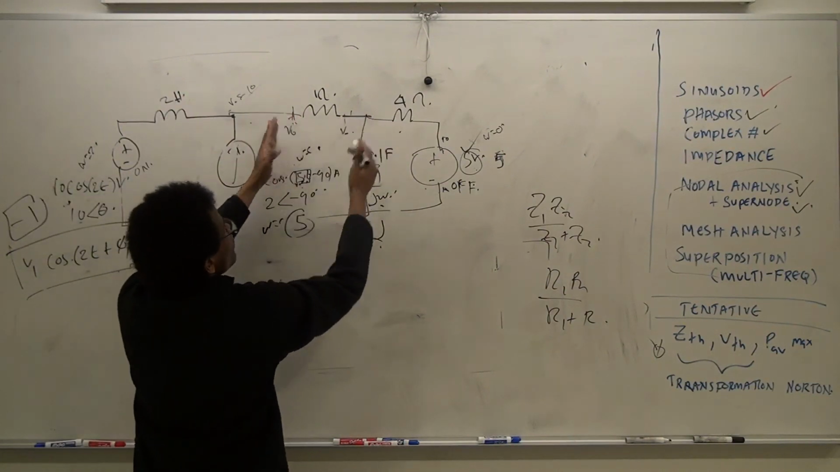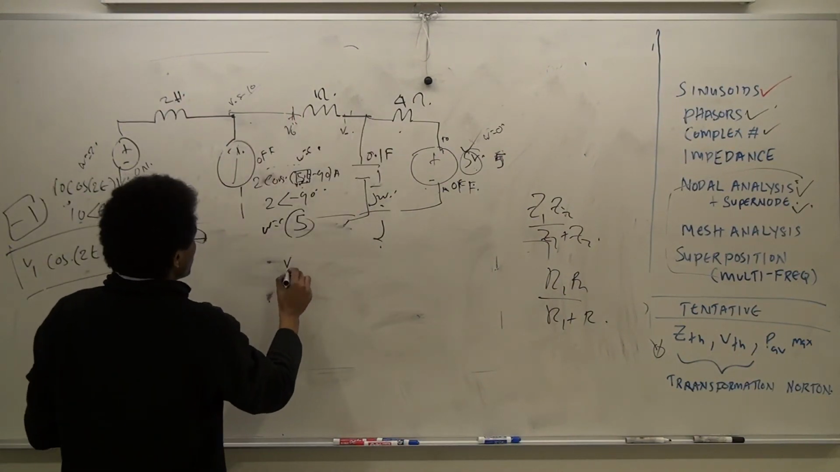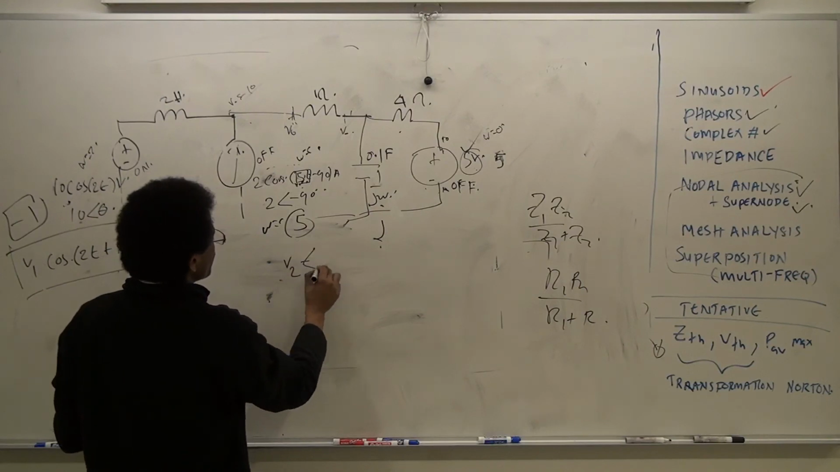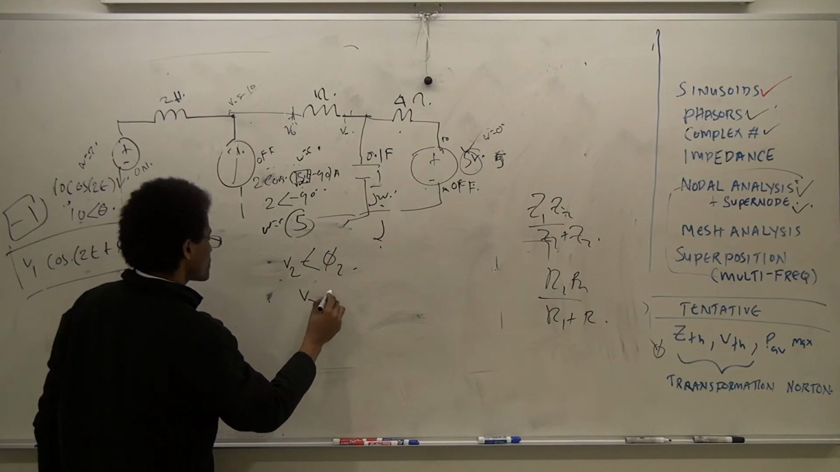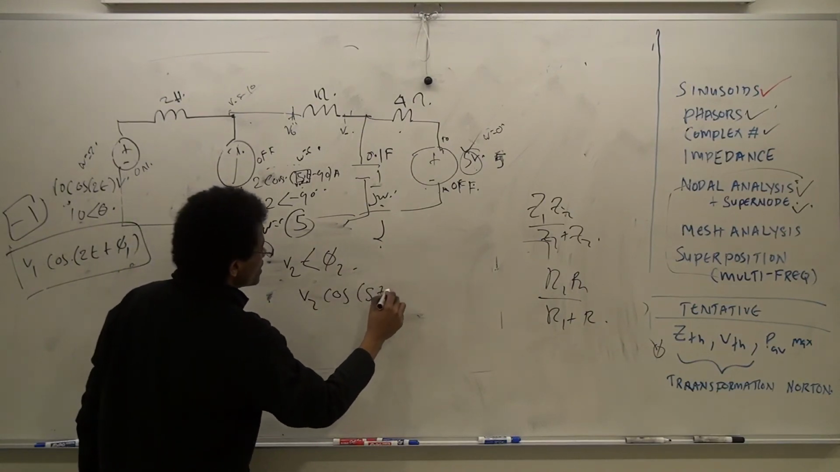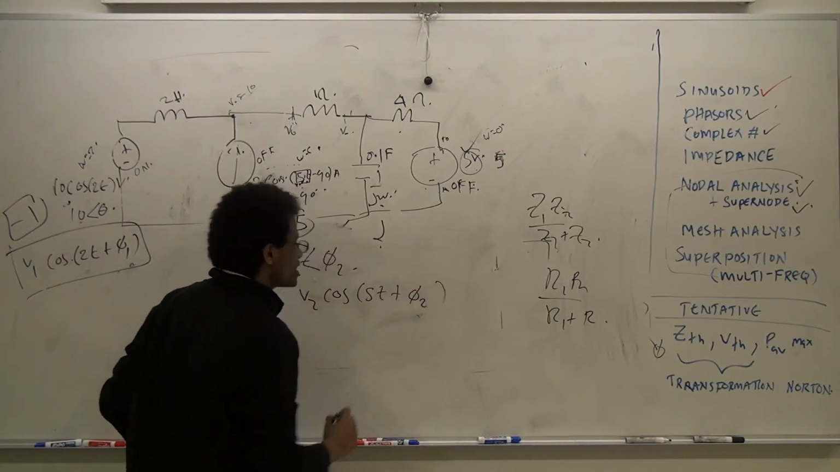You could use KVL, KCL, whatever, and you're going to get, let's say, V2 phase V2, for example. So how do you find this in the time domain? V2 cos 5t plus the phase 2. Excellent. So you got this.